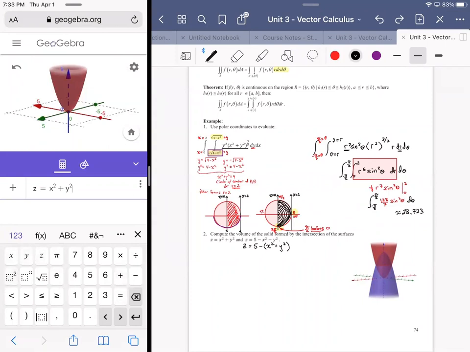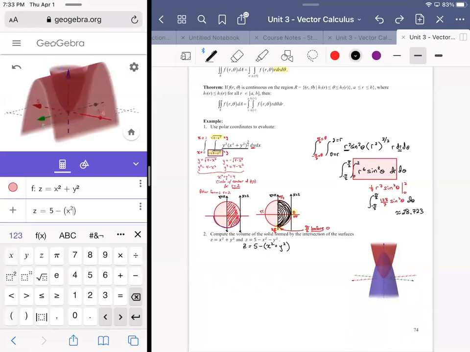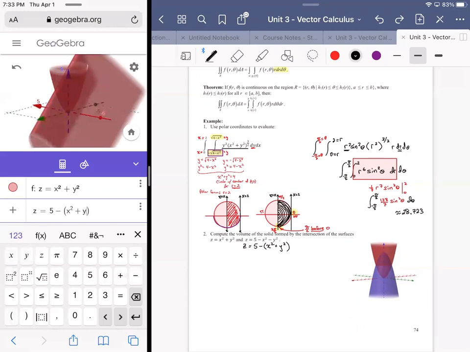So that's the bottom one. And then the other one, I'll just type in, like I said, as z equals 5 minus parentheses x squared plus y squared. And you can see that that's the top one, or at least the cap to the function, or the boundary region. All right, so that's good news.